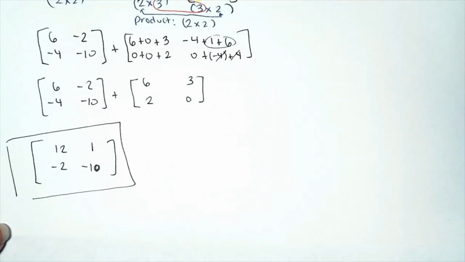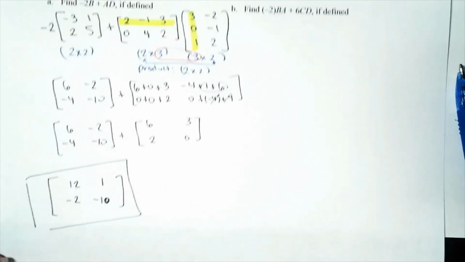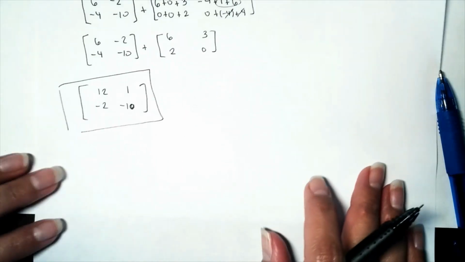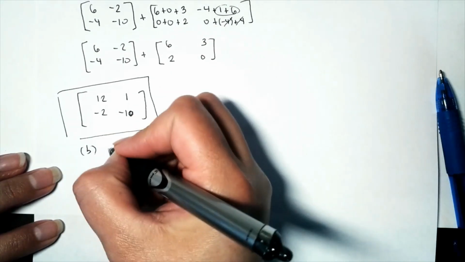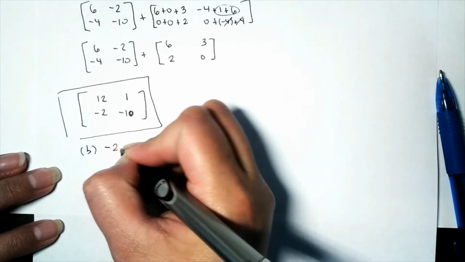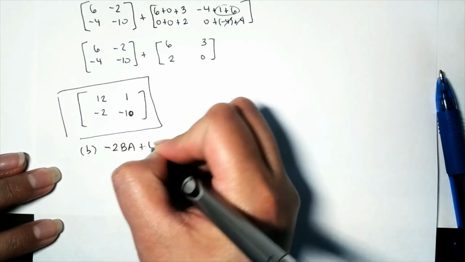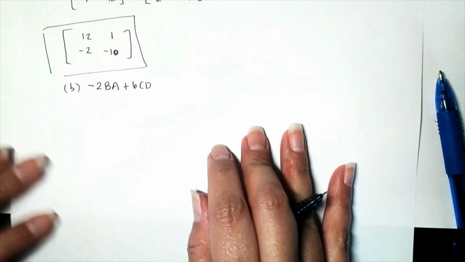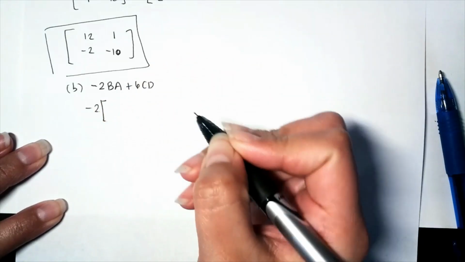Problem B. Okay, so problem B would be nice if you can see it. Problem B reads: find negative 2BA plus 6CD, if defined. I don't think I have space over here, so let me write it. So we have find negative 2BA plus 6CD if defined. You're just going to have to trust me on the matrices. So we have negative 2 times matrix B times A.